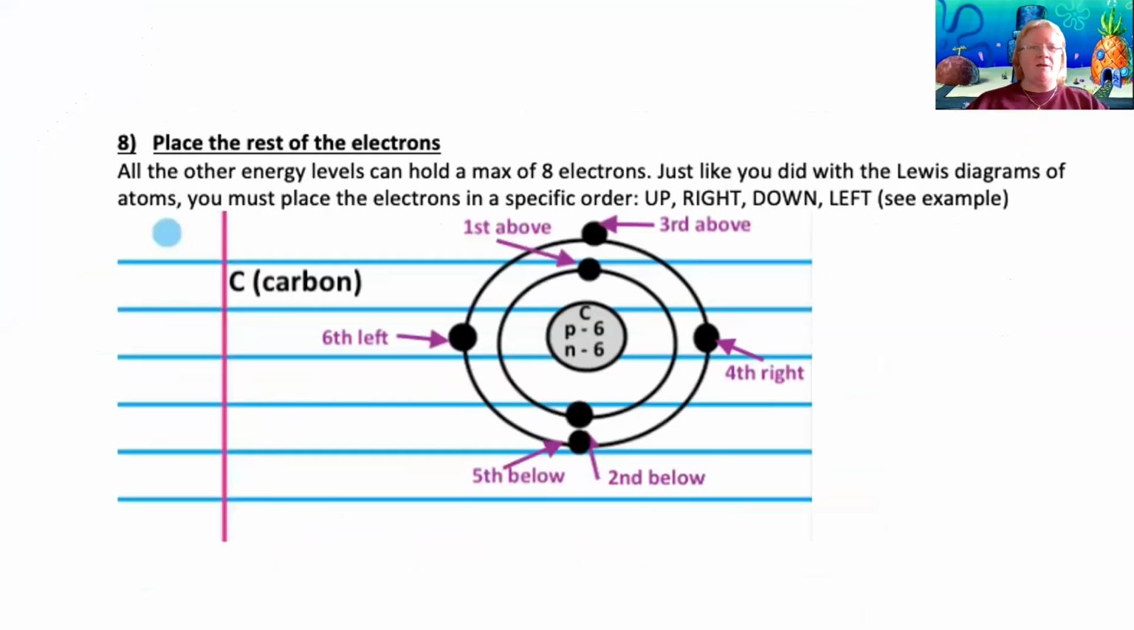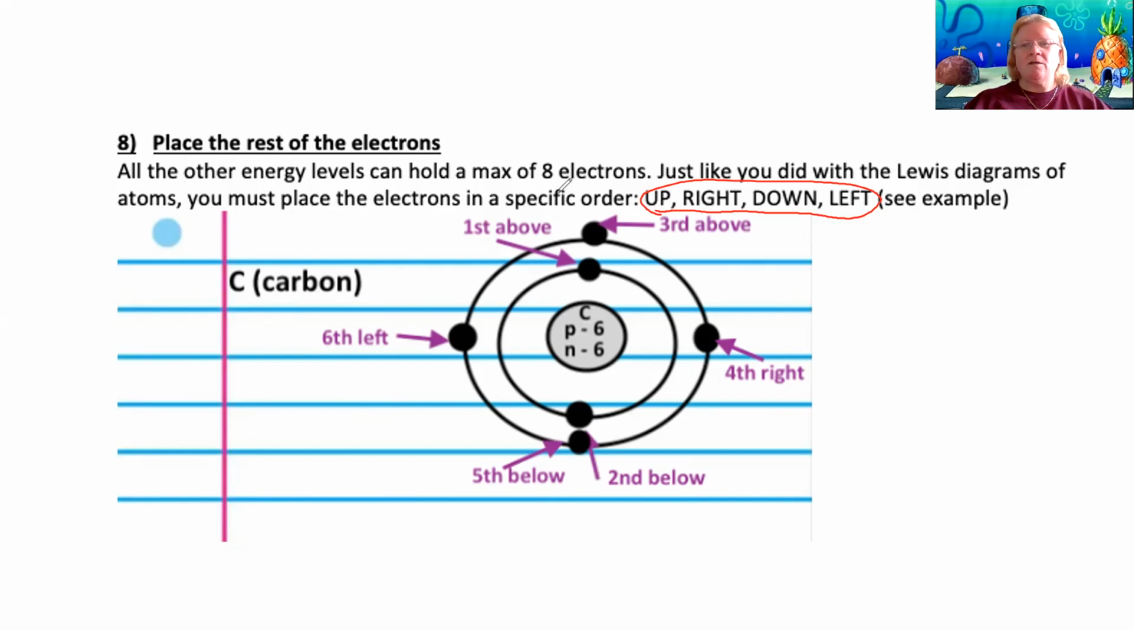Okay, next step, you're going to place the rest. And now it's very much like the Lewis. If you look here, trying to get this done. Just like you did, it goes up, right, down, left. Okay, so you can see here, I've done my first 2, and then the third one goes up, 4th right, 5th below, 6th left.